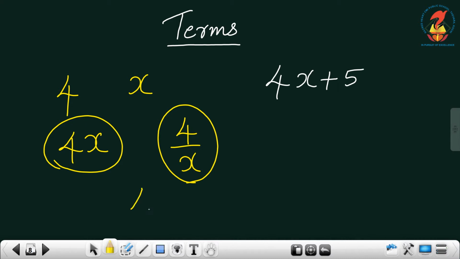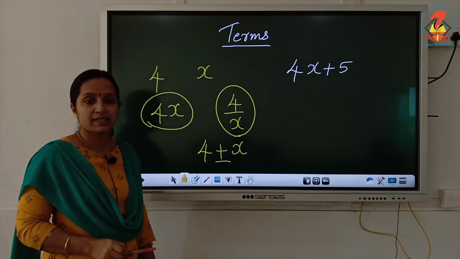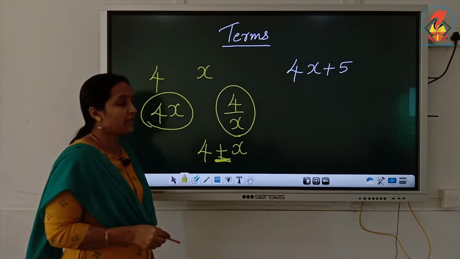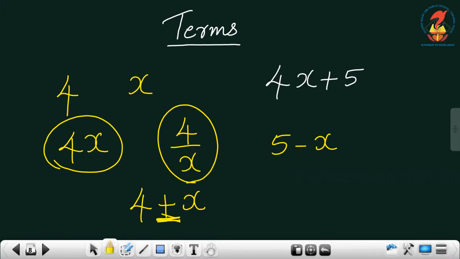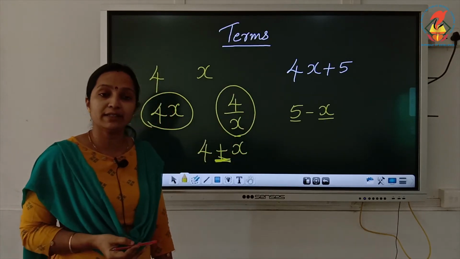Now, what about 4 plus x? There are two terms in this expression, and we can say that the addition sign separates the terms. In the same way, 5 minus x. 5 minus x means what? There are two terms, first term, second term, and the subtraction sign separates the terms.